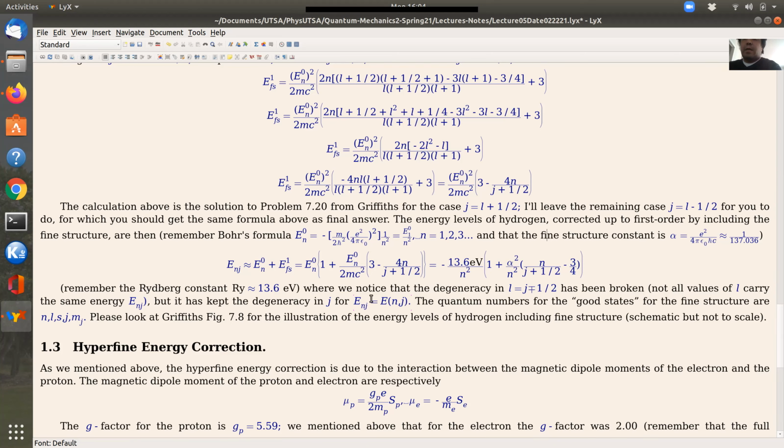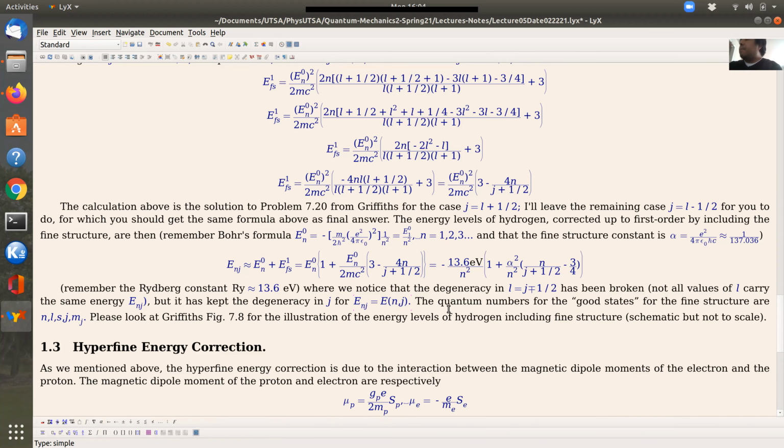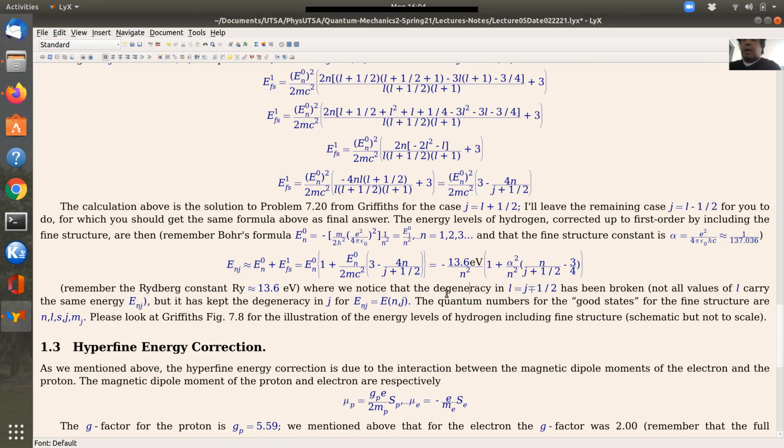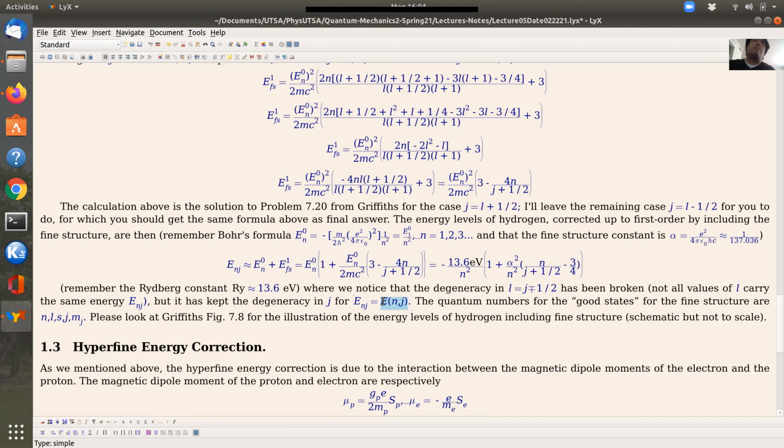And the simple way to see it is that this energy depends on the quantum numbers N and J, right? So you might have the case of the same N and J with different L, especially with the plus minus in this case. And they will have the same energy. So there are some states where not all the quantum numbers are the same, yet they have the same energy up to first order. So the degeneracy has been broken partially up to first order.